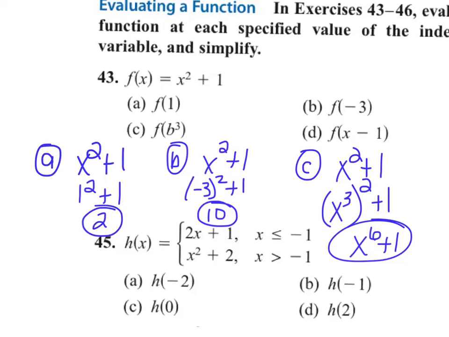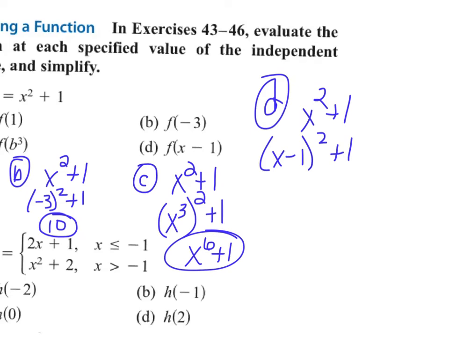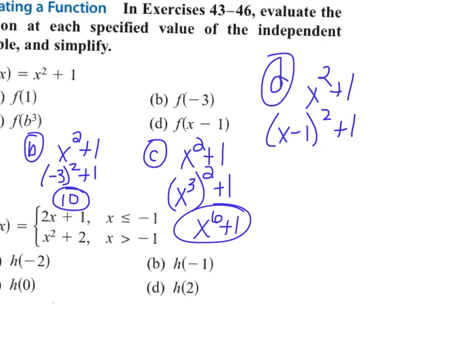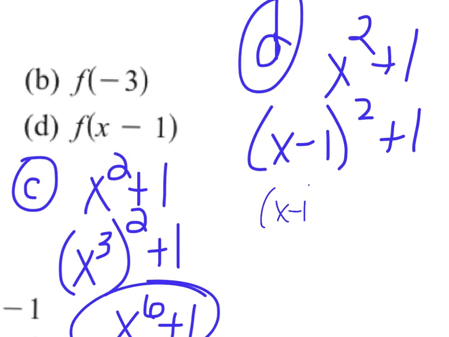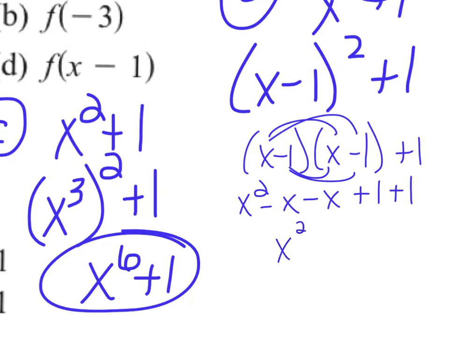And then in D, what do they want me to plug in? Okay, so x minus 1 squared plus 1. What does x minus 1 quantity squared mean? Well, yep, you're going to write it twice. So x minus 1 times x minus 1, and then you've got your plus 1 at the end. x times x is x squared. x times negative 1, negative 1 times x. Good. Negative times a negative is a positive 1. And then you still have that extra 1 at the end. So combine like terms. x squared, what? Minus 2x plus 2. Awesome.